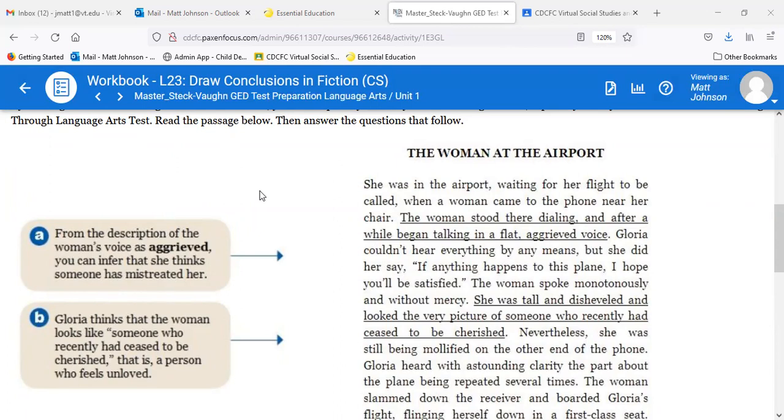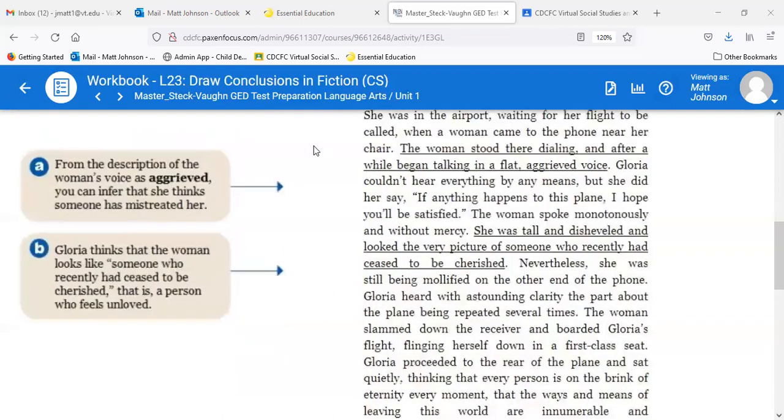The woman spoke monotonously and without mercy. She was tall and disheveled and looked the very picture of someone who recently had ceased to be cherished. Nevertheless, she was still being mollified on the other end of the phone. Gloria heard with astounding clarity the part about the plane being repeated several times.